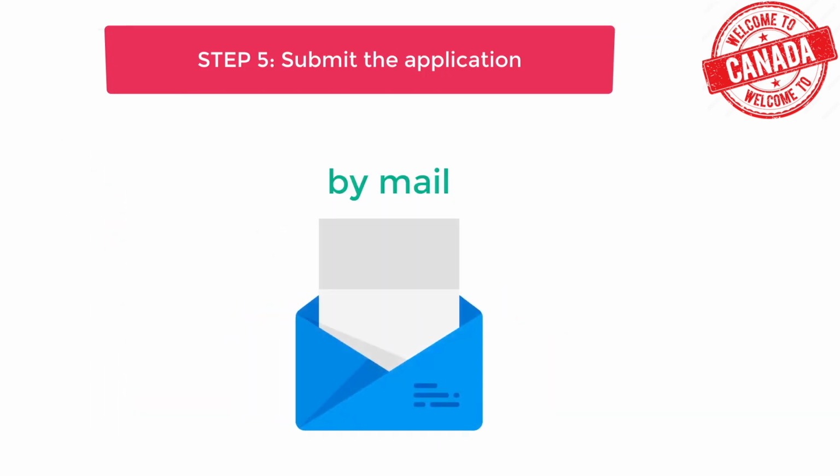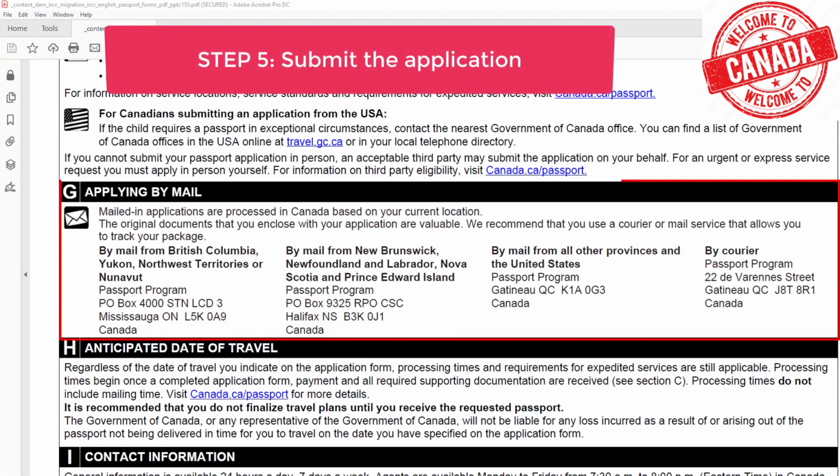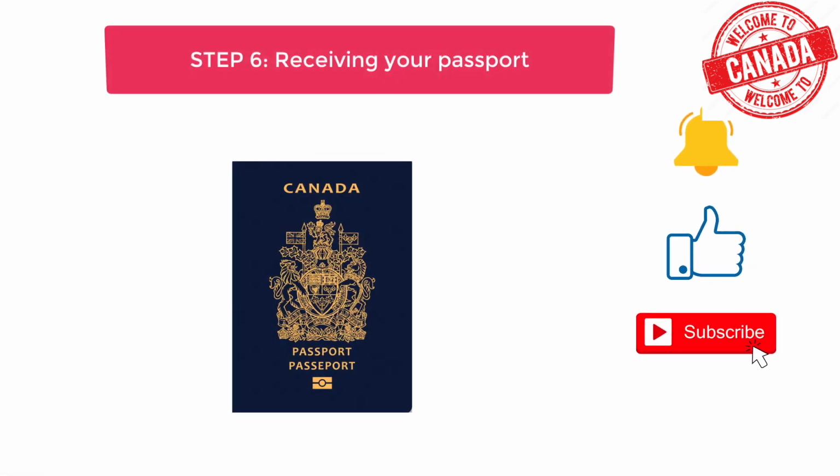If you are applying by mail, check Section G of the application form PPTC 155, to find out where to mail your application. We recommend that you use a certified courier or traceable mail service to reduce the delivery time of your application and help protect your documents. Now let's go to the last step.